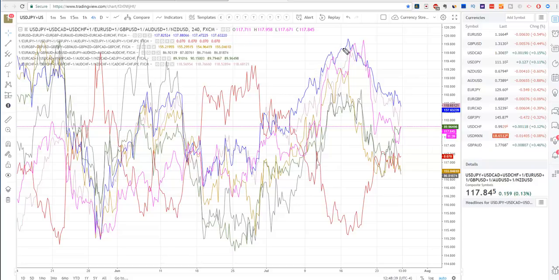As you can see right here, the euro has been the strongest one. This is what we look for as well, which pairs are the strongest in these moves and which are the weakest. So the euro right now looks to be the strongest one, typically, not always the strongest one, not the biggest moves.